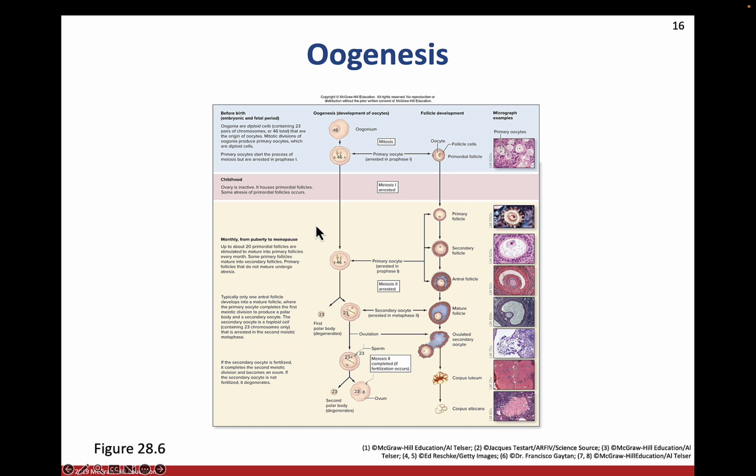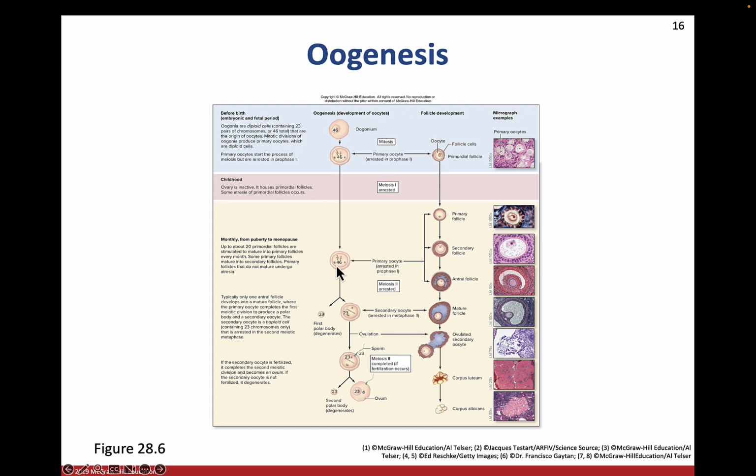Now, during childhood, ovaries are inactive. They house primordial follicles, and there actually is a significant decrease in the number of primordial follicles, and this is known as atresia. Now, monthly, from puberty to menopause, up to about 20 primordial follicles are stimulated to mature into primary follicles every month. Some primary follicles mature into secondary follicles. Primary follicles that do not mature undergo atresia. So here we can actually see what's going on.